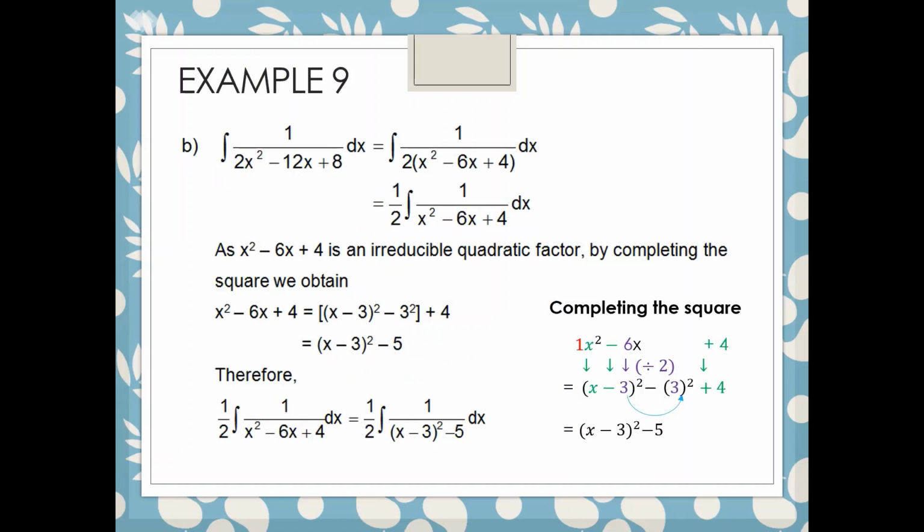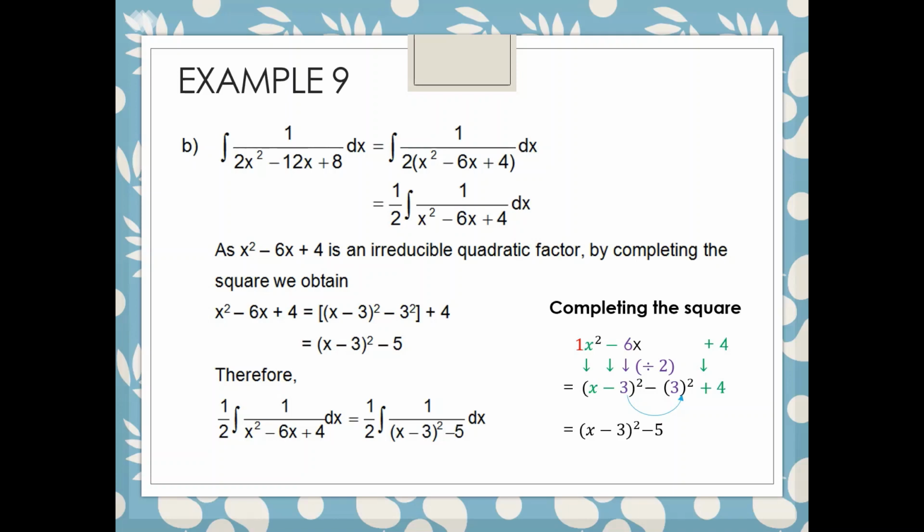Now, refer to example 9b. See that Q(x) is an irreducible quadratic factor. As the coefficient of x squared is 2, you need to factorize the 2 before performing completing the square. To apply completing the square, first write the open bracket, bring the x, the sign, and divide the coefficient of the second term by 2.